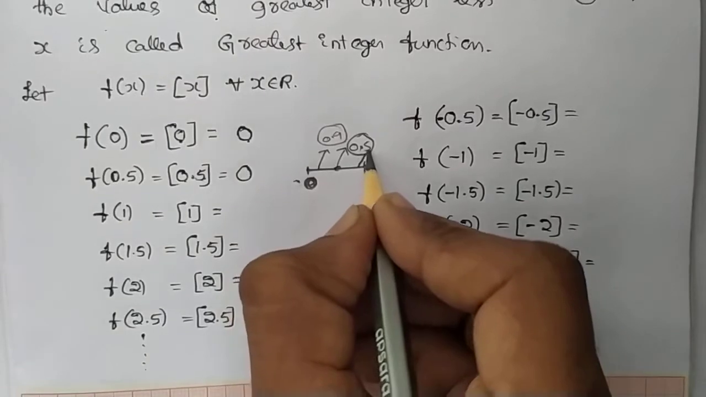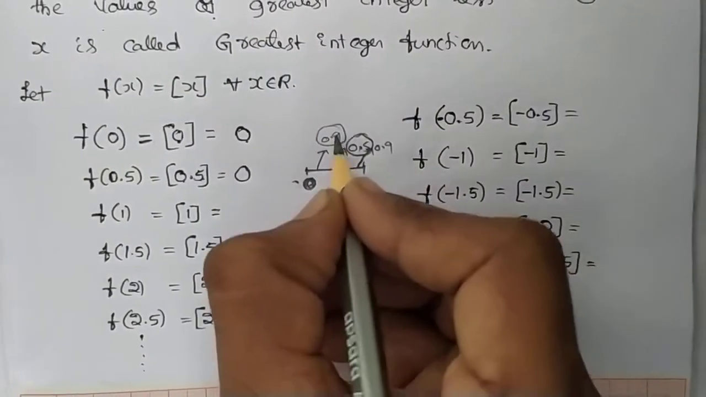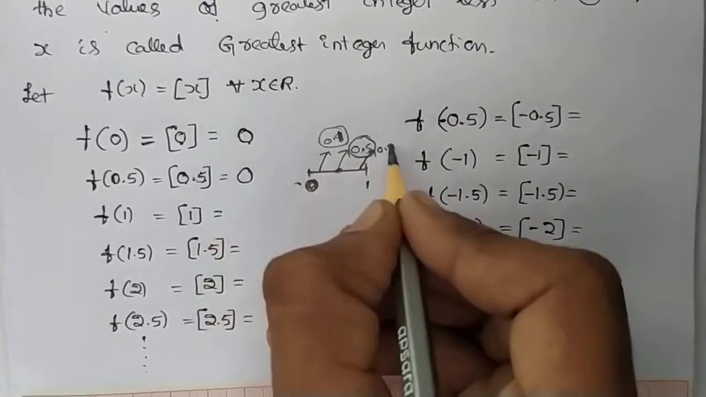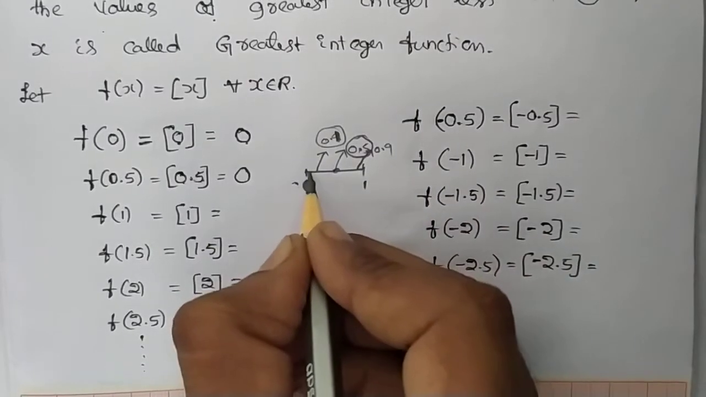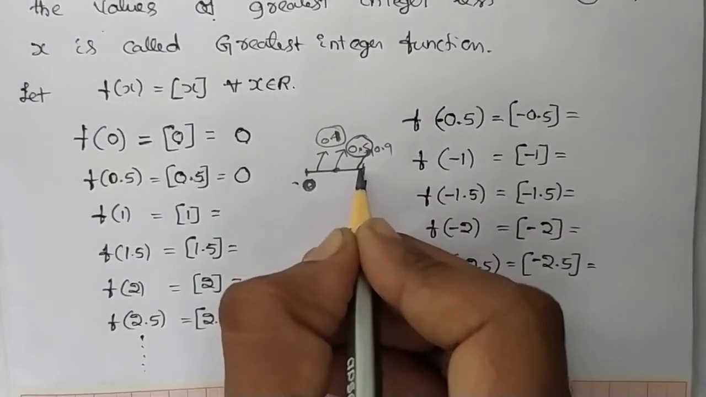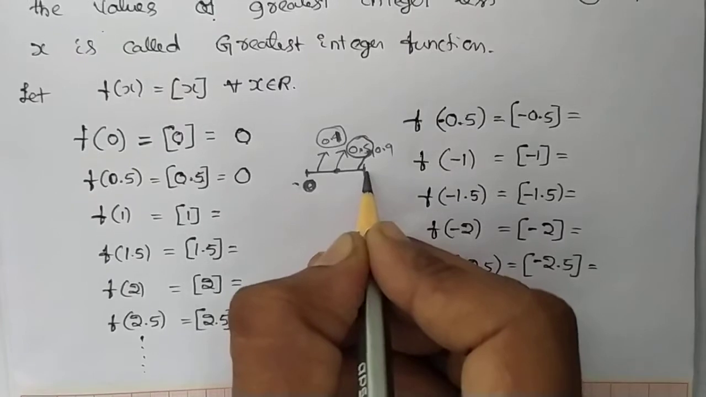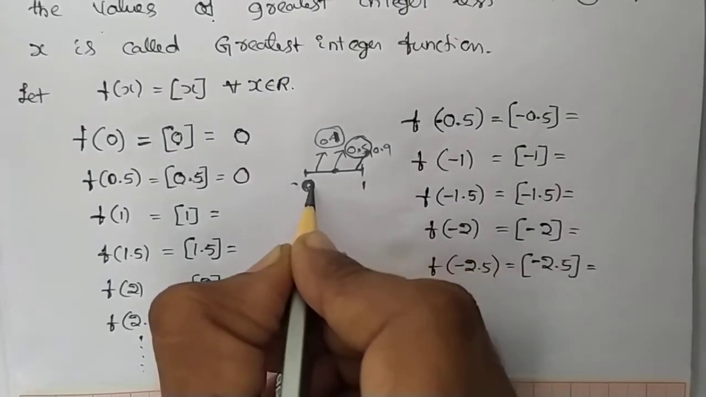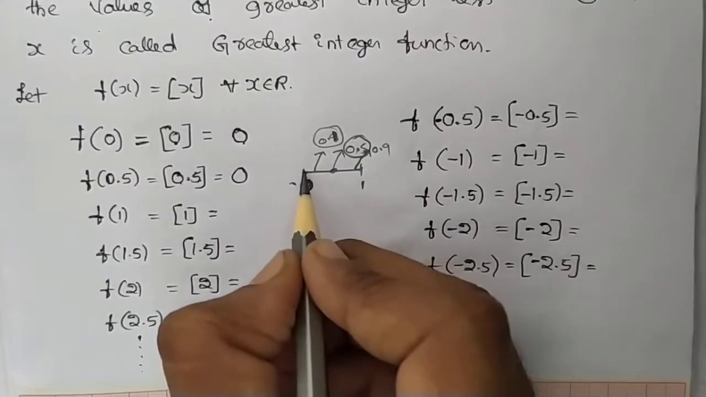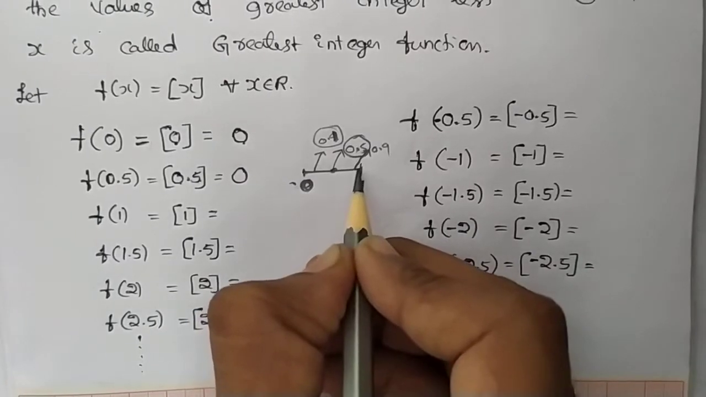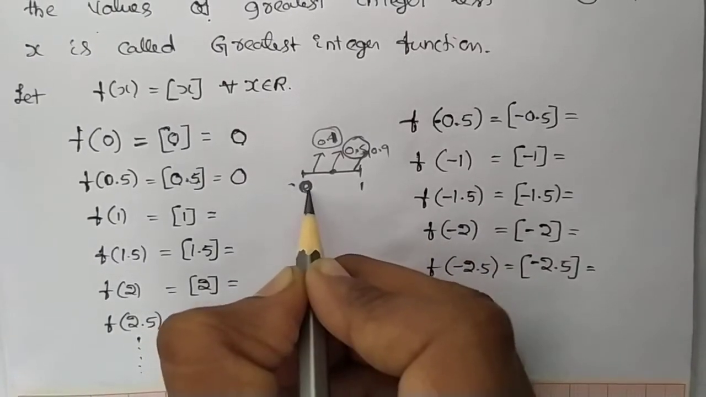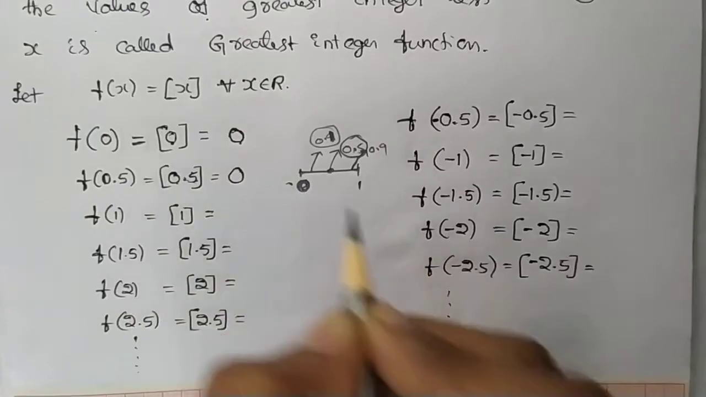Sorry, 0.9, here it will come 0.9. It is 0.1. From 0 up to 0.99999, the greatest integer will be 0 only, right? From 0.1 up to 0.9, the greatest integer will be 0 only.